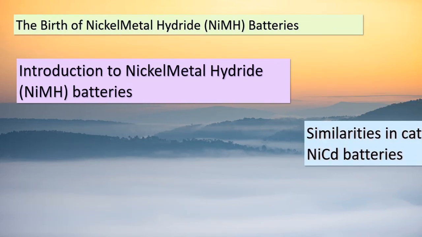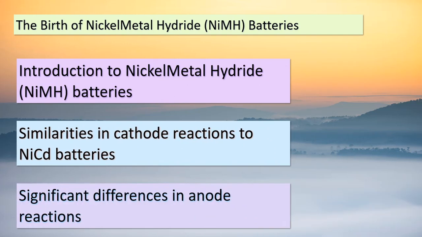Now, as we transition to the next chapter of battery technology, let's explore the incredible innovation known as the nickel metal hydride, or NiMH, battery. This advancement was driven by the need to address the limitations of NiCd batteries. While the cathode reactions in NiMH batteries share similarities with NiCd batteries, the magic lies in the anode reactions. In NiMH batteries, the anode is composed of a metal alloy with AB5 stoichiometry.